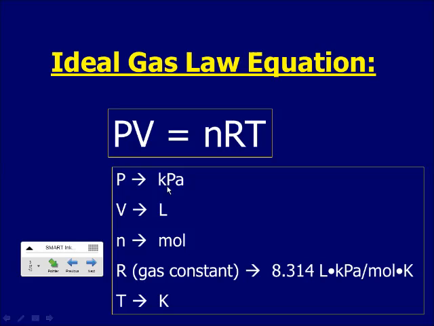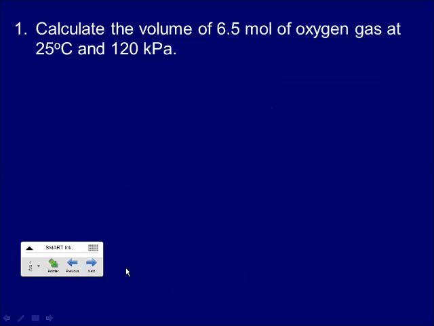What I'm saying is, unlike the combined gas law, where you could use any pressure unit and any volume unit, for the ideal gas law, you must use kilopascals and you must use liters, and you always have to use Kelvin. And it's determined by this. All right, let's then solve some problems.